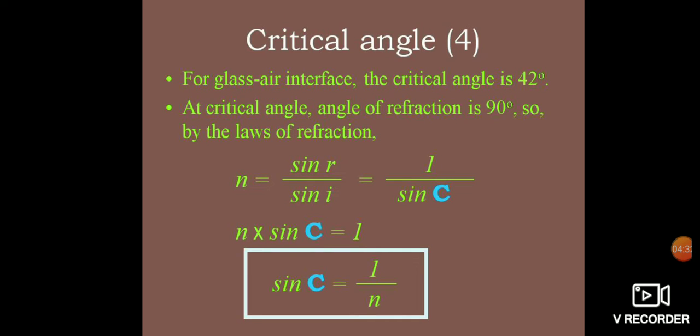For a glass-air interface, the critical angle is about 42 degrees. At the critical angle, the angle of refraction is 90 degrees. So by the law of refraction, n is equal to sin r upon sin i, that is equal to 1 upon sin c. So n sin c is equal to 1, and sin c is equal to 1 upon n.